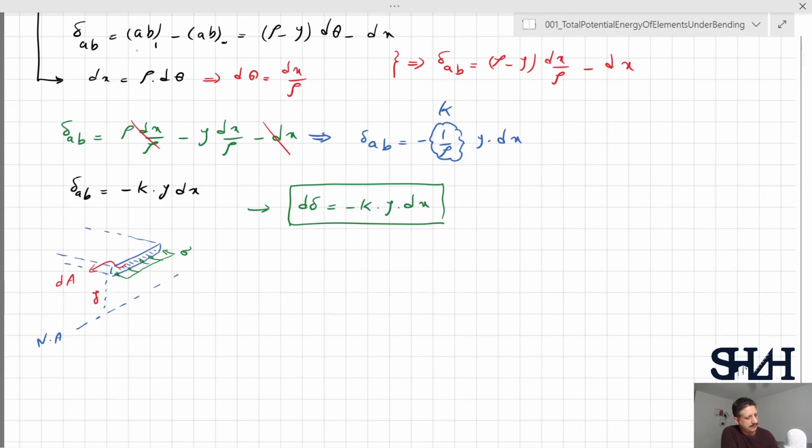So then the force that is applied to this part, as far as it's very tiny, we can write it down as dF. So dF will be sigma dA, stress times the area. And if we are in an elastic phase, so sigma is E times epsilon. So dF will be E times epsilon dA.